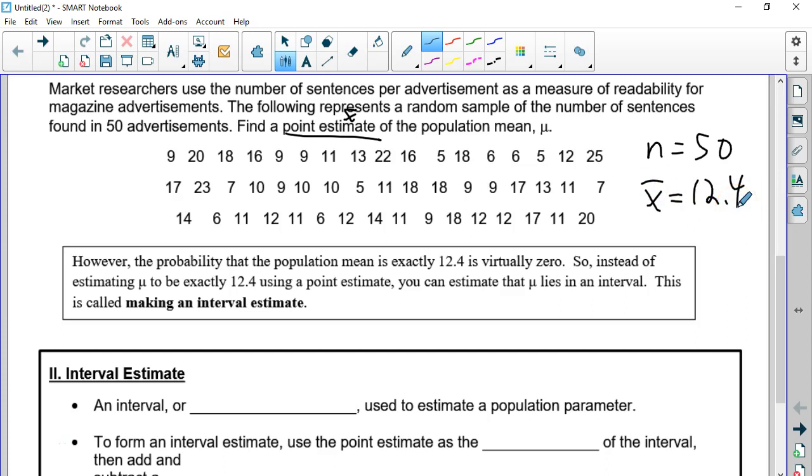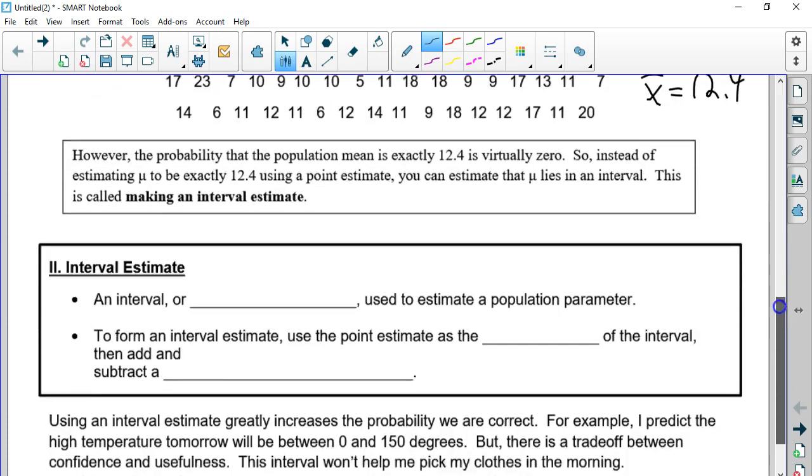However, the probability that the population mean is exactly 12.4 is virtually zero. So instead of estimating the population mean to be exactly 12.4 using a point estimate, you can estimate that the mean lies in an interval. This is called making an interval estimate.